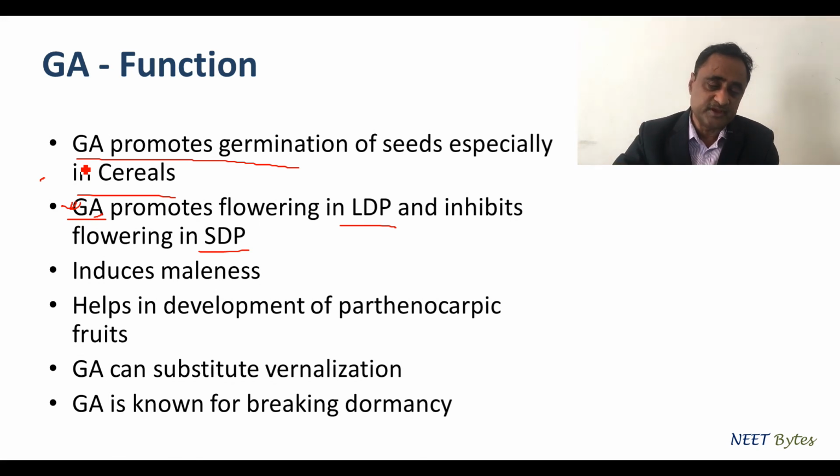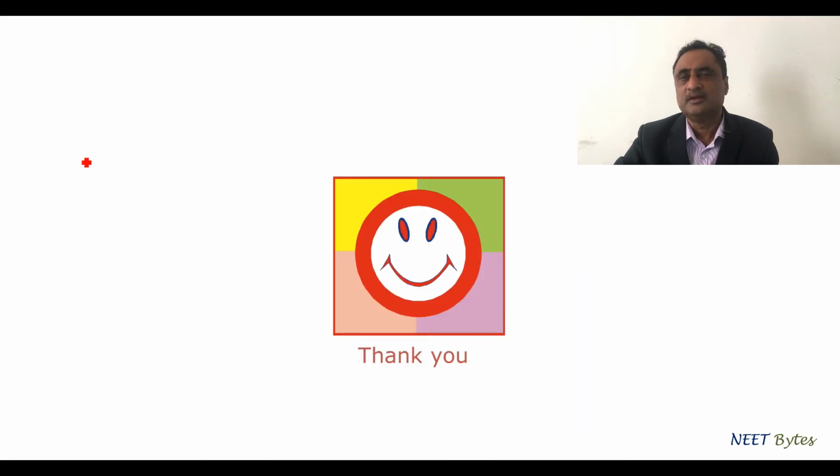Moreover, GA is also known for breaking dormancy. There are different kinds of dormancy, okay, but primarily GA is known for breaking dormancy. That is the most important function of GA. Okay, so that's all as far as the entire function of gibberellic acid is concerned, right? Thank you.